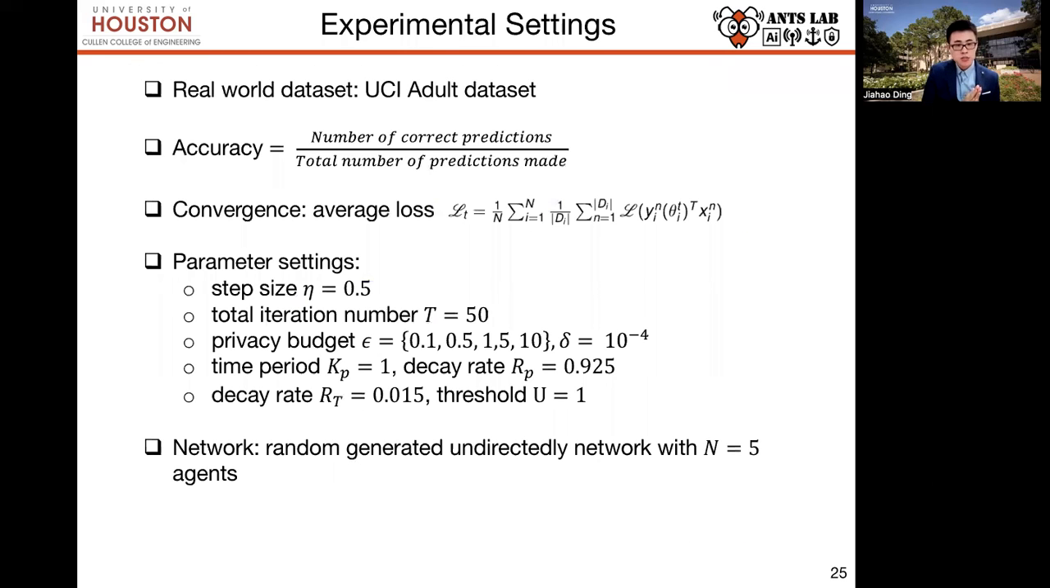So we conduct the simulations over the adult dataset. Using the adult dataset, we consider the accuracy rate and average loss to measure the privacy and the convergence performance. And we have some parameter settings for the subset and number of iterations, and we consider a network generated with several agents.